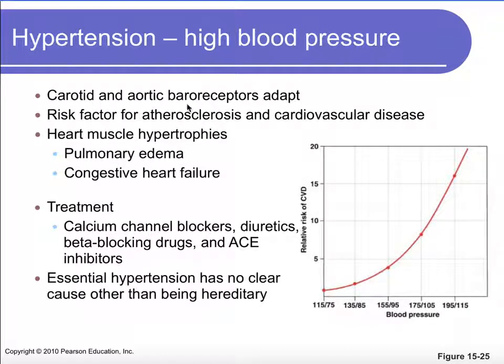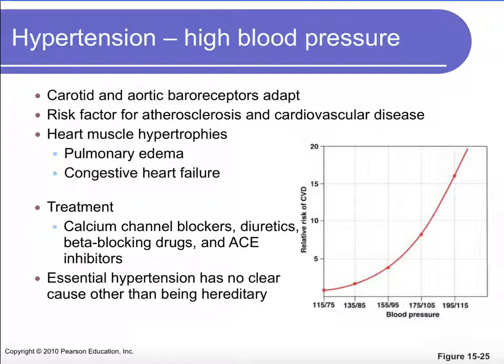Our carotid and aortic baroreceptors, which sense changes in pressure, can actually adapt. So when your blood pressure is always high, your baroreceptors can adapt to that and kind of decrease the response because it's just always high. Hypertension is a risk factor for atherosclerosis and cardiovascular disease, and it can lead to hypertrophy of your heart, especially your left ventricle, if you have high blood pressure in the systemic circuit.